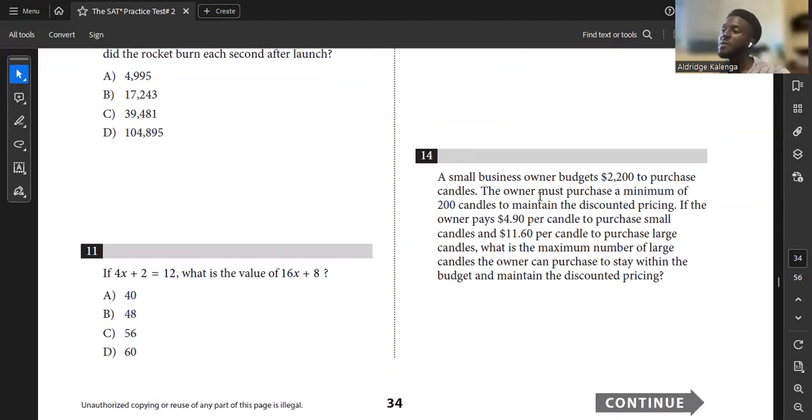All right. So a small business owner budgets $2,200 to purchase candles. The owner must purchase a minimum of 200 candles to maintain the discounted pricing. So this is looking like a lot of words just confuse us, but it's okay. The owner must purchase 200 candles, right? And if the owner pays $4.9 to purchase small candles and $11.6 to purchase large candles, what's the maximum number of large candles that the owner can purchase?